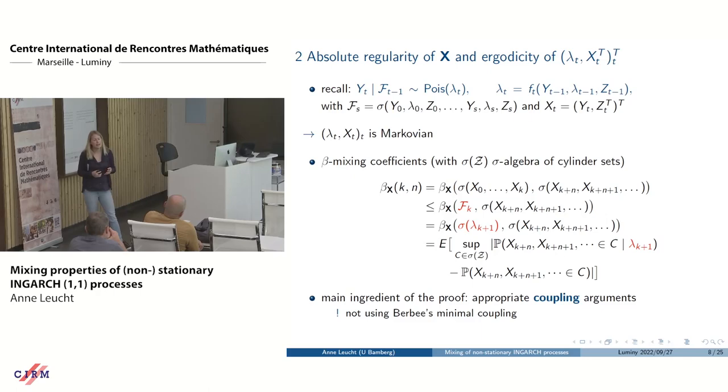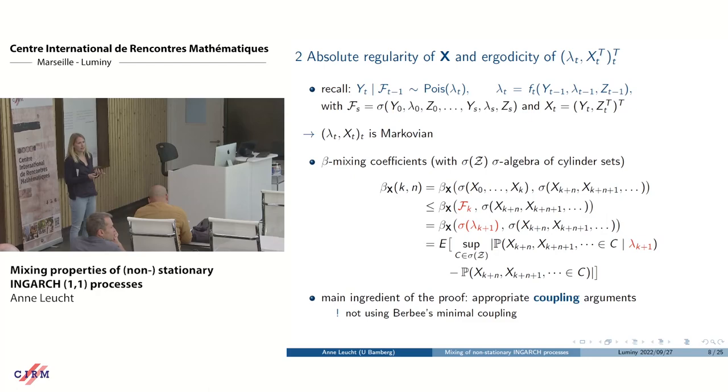And the main ingredients will now be coupling arguments. We will not use the bare Bayes coupling, saying that beta mixing can be represented as the probability of these random variables being different from each other, but we will do a different kind of coupling in such a way that we can really use the model structure, the structure of F, to show that these coupling arguments can be used in application. So here's what we do.